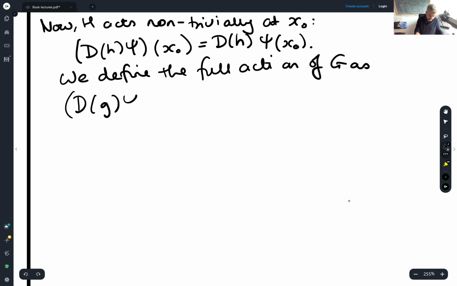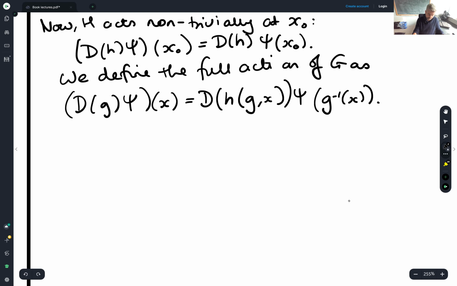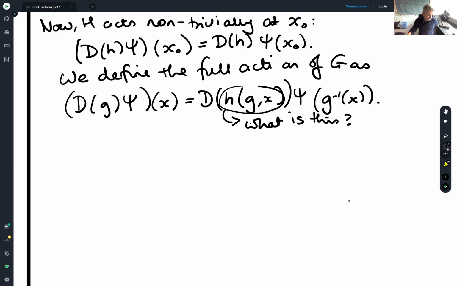as D of g on psi at point x is equal to D of h of g, x acting on psi of g to the minus 1 of x. So this is the new ingredient, this h of g, x. What is it? That's the question. In fact, as we'll see, there's some freedom in fixing it. But anyway, let's just take this as given now and check the composition rule.